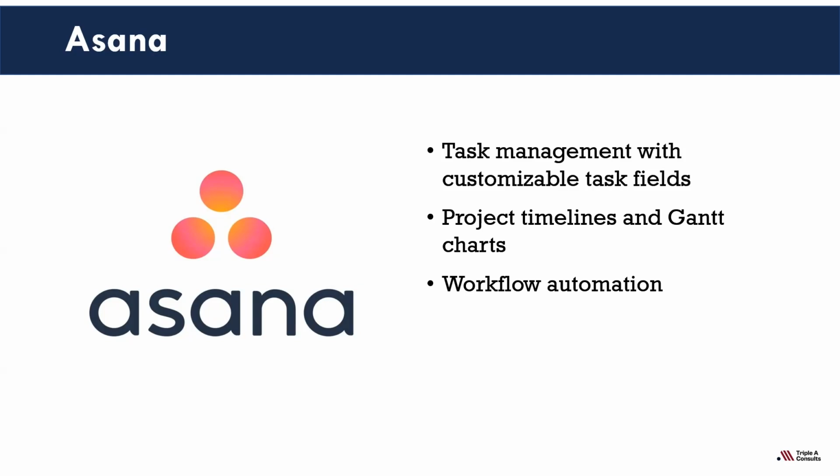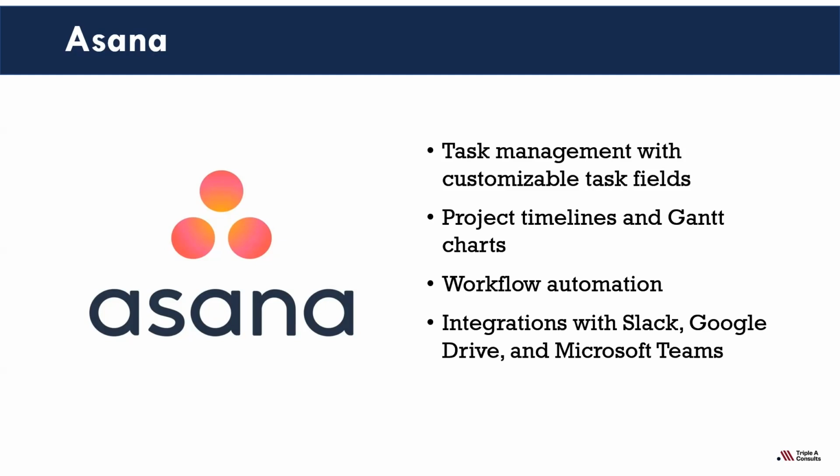What are some of the key features that we want to talk about in Asana? So it helps you manage your tasks with customizable task fields, and you can manage your project timelines and Gantt charts right there. The workflow automation is right there on Asana as well. You can automate your workflow when something is done, how it flows from you to another person, or how it flows from person to person within the team, right? Or what happens when a task is completed. So that's workflow automation. And then integration, it can easily integrate with Slack, Google Drive, Microsoft Teams, and so many other tools.